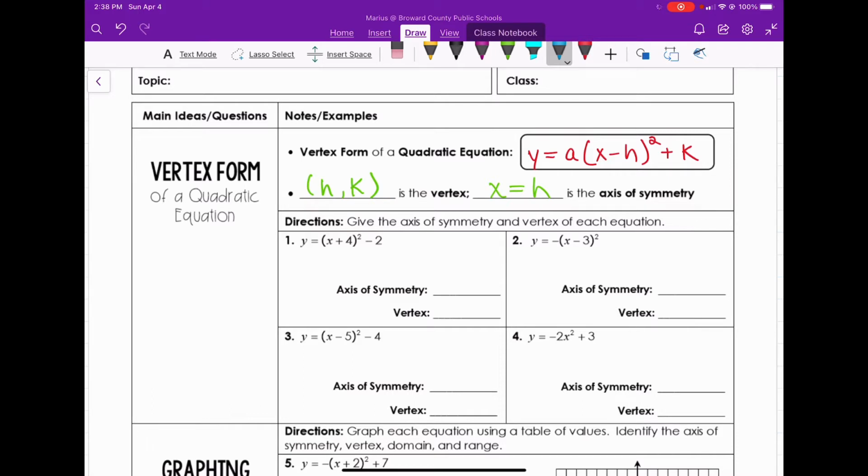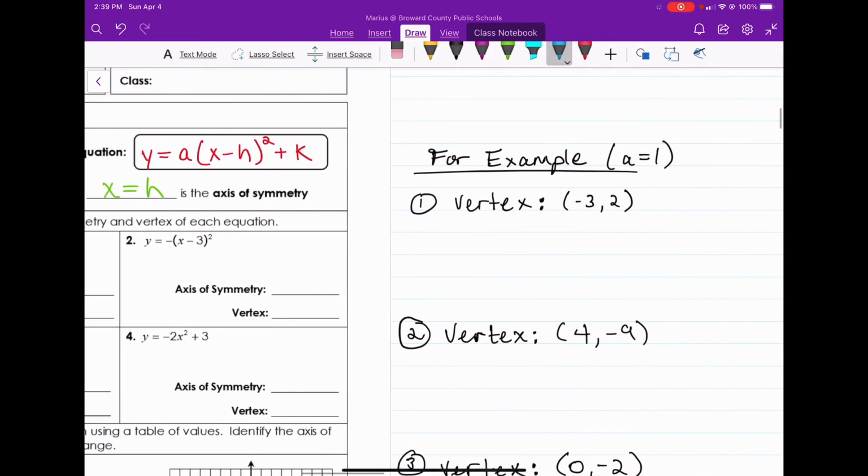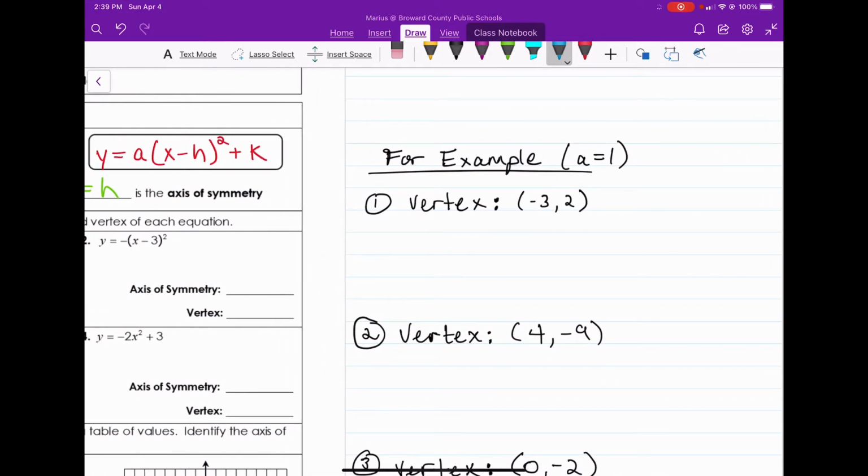Now, before we actually take a look at equations and try to identify the vertex and the axis of symmetry, I think it'll be good if we actually take time to write quadratic equations in vertex form, given the vertex, okay? And we're going to just assume that for all of these equations that we're writing, a equals 1, all right? So what I want to do first is rewrite the vertex form, okay?